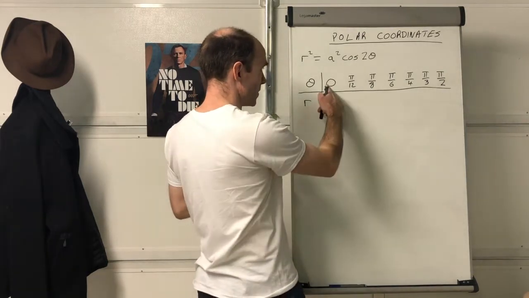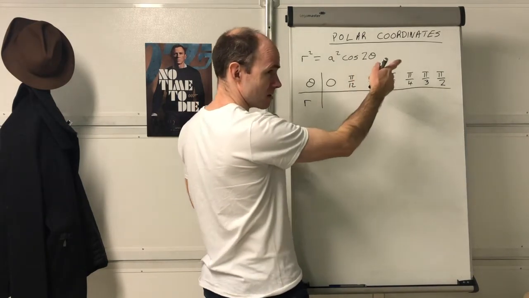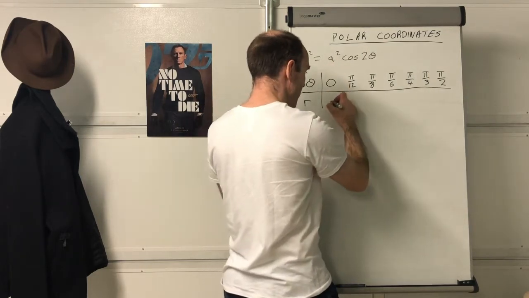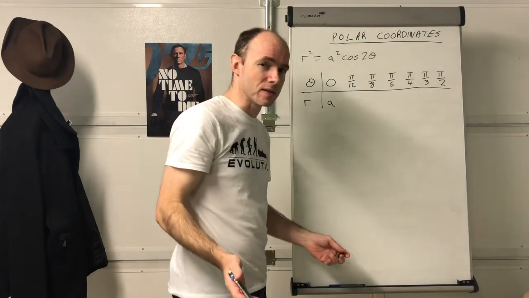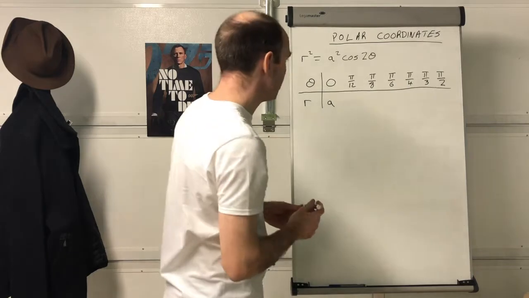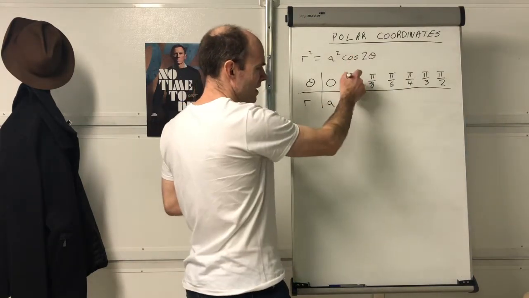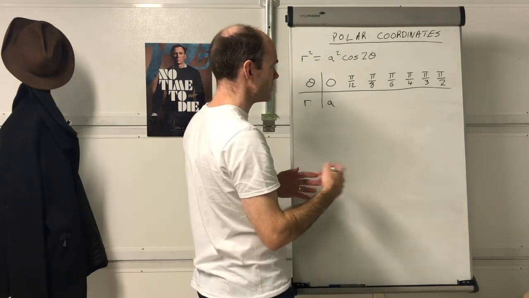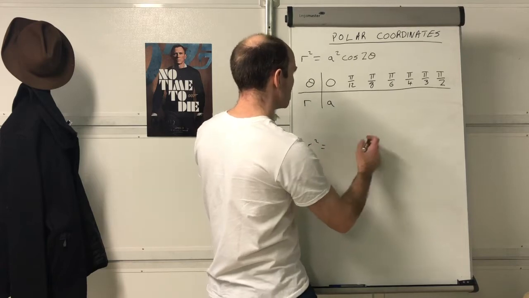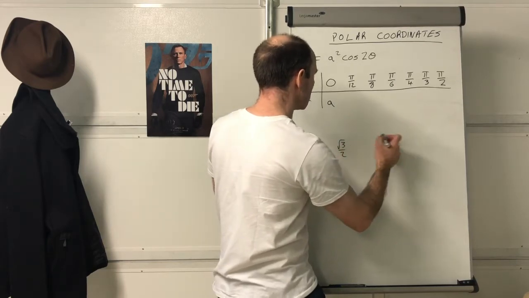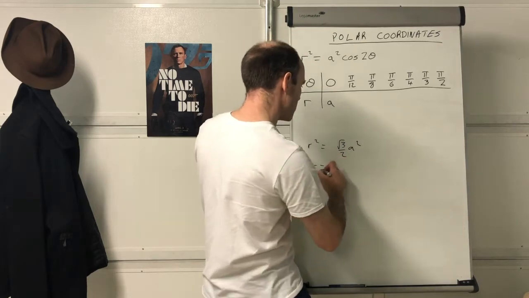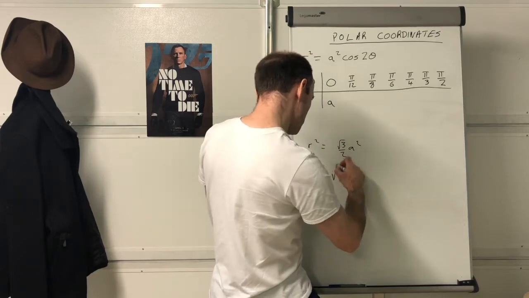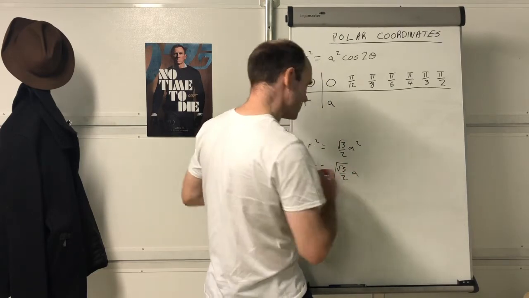So when theta is 0, cosine 0 is 1, that's going to give me r squared equals a squared. So r is equal to just a. That's interesting as well, isn't it? That means the maximum possible value of r is a. Then pi over 12, so double that, you get pi over 6. So cos of that is root 3 over 2. So you get r squared equals root 3 over 2 a squared. So that means r is equal to the square root of root 3 over 2 a.